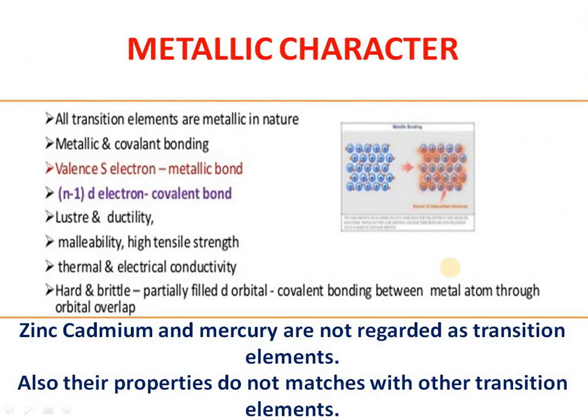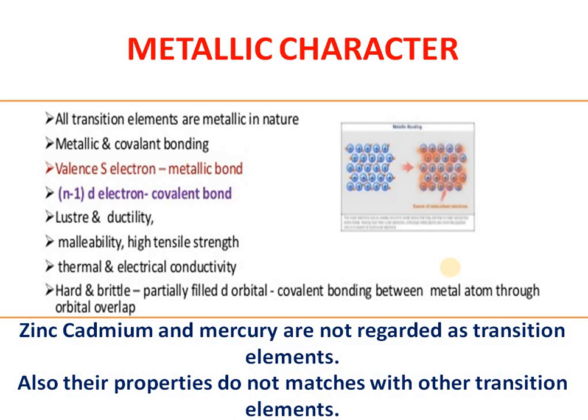The next is regarding the metallic character. Transition elements are mostly metallic, and it involves metallic bonding, in collaboration with covalent bonding also, and the filling of n-1 d orbitals takes place. And as you know, metal means malleable, metal means ductile, metal means high melting point, boiling point, metal means having high tensile strength and thermal and electrical conductivity, hard and brittle, and partially filled d orbitals, with covalent bonding between metal atoms through the atomic orbitals.